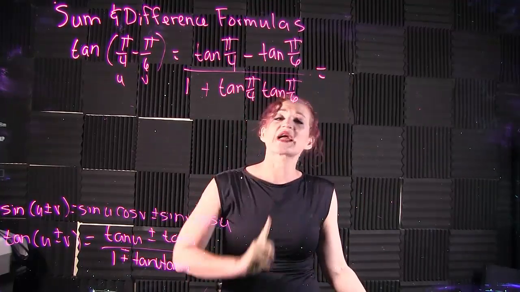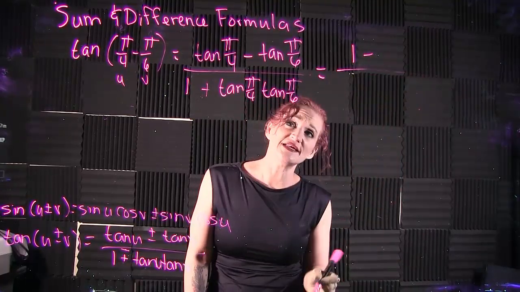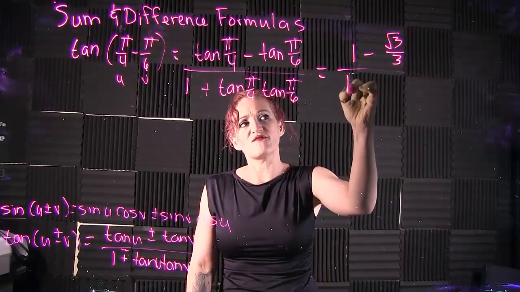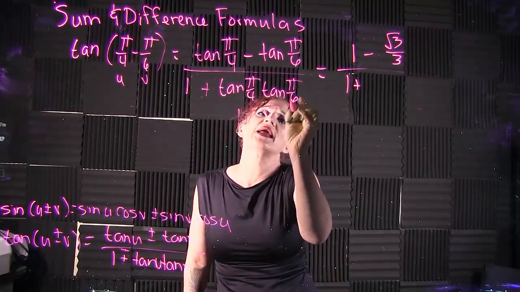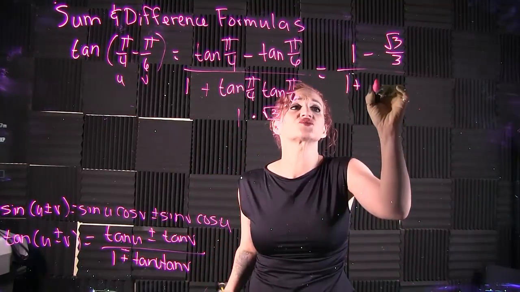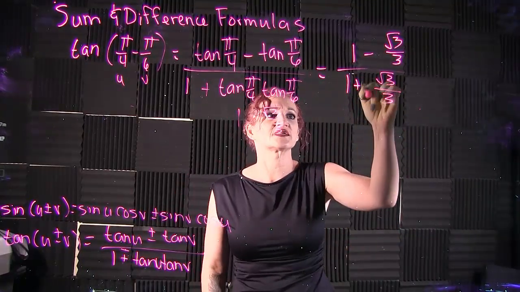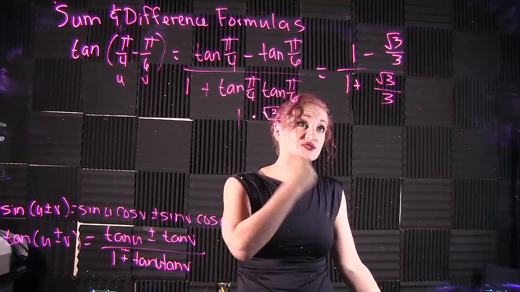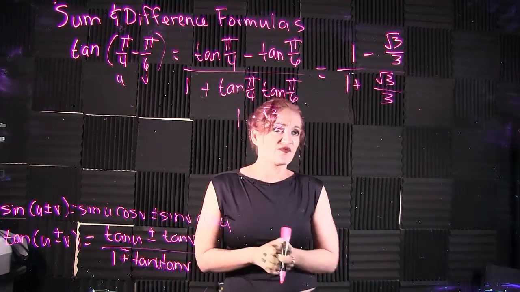Now, our next step here, we need to actually find these values. Tangent pi over 4 is a 1, minus tangent pi over 6 is the square root of 3 over 3. In the denominator, we have 1 plus. Well, tangent pi over 4 is a 1. Tangent pi over 6 is square root of 3 over 3. So this is really just 1 times the square root of 3 over 3. So I'm going to go ahead and just plug in square root of 3 over 3 here, right, since the 1 is insignificant here. Now, we need to simplify this, right? So we need to try and simplify this, get it as simplified as possible before we state our answer here.